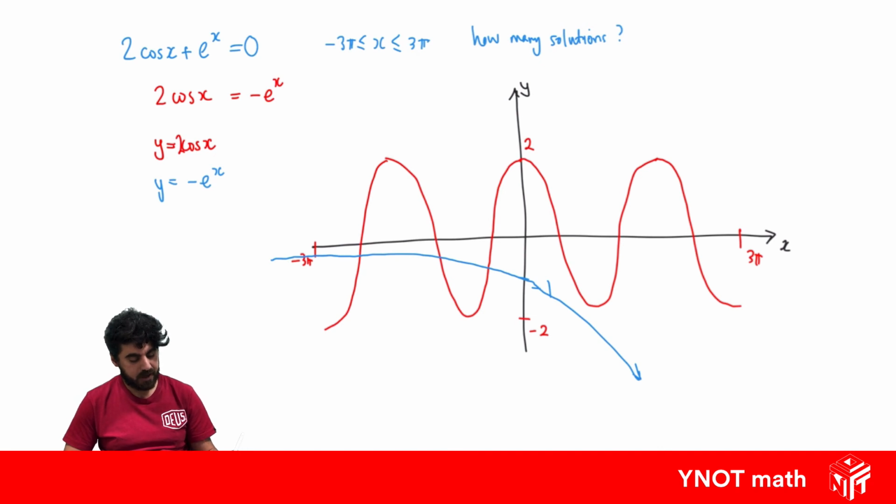Now we can see how many solutions there will be because we can see how many times they cross each other. So they cross 1, 2, 3 times. So there's 3 solutions to this equation over here.